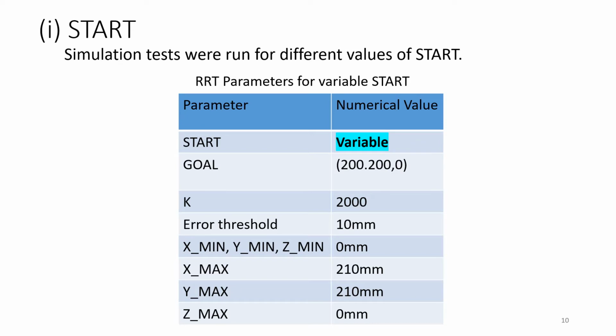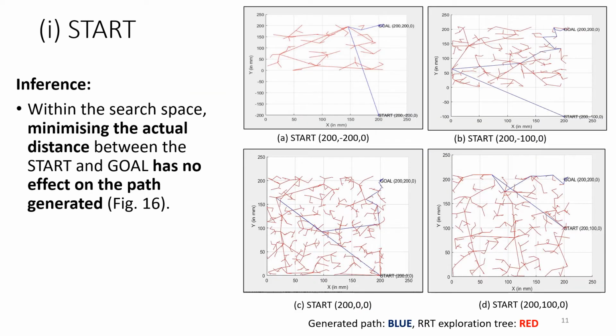5 trials were performed. In the first trial, the start is varied, keeping the other parameters constant. It can be seen that the algorithm searches k equals 2000 nodes at a time with an error threshold of 10 mm. The generated path is shown in blue and the RRT exploration tree is shown in red. From figures A to D, the start is brought closer to the goal, but it didn't seem to have any effect on the path. Thus, within the search space, minimizing the actual distance between the start and goal has no effect on the path generated.